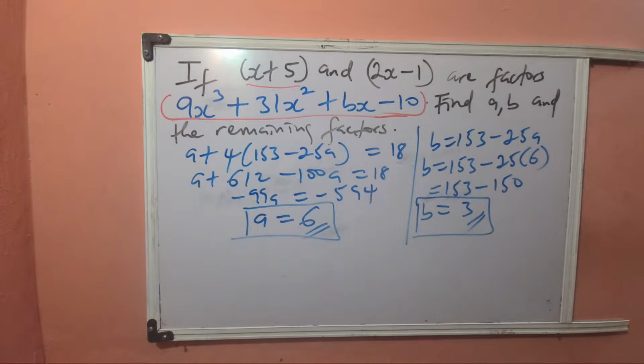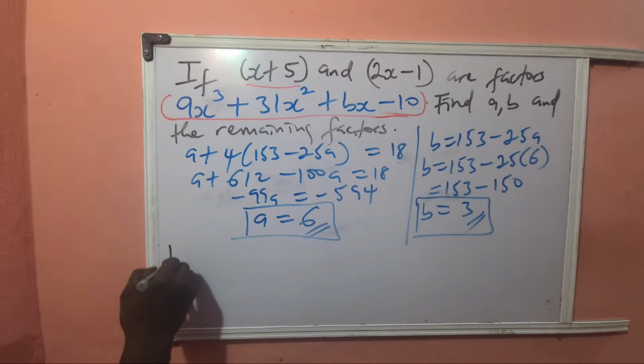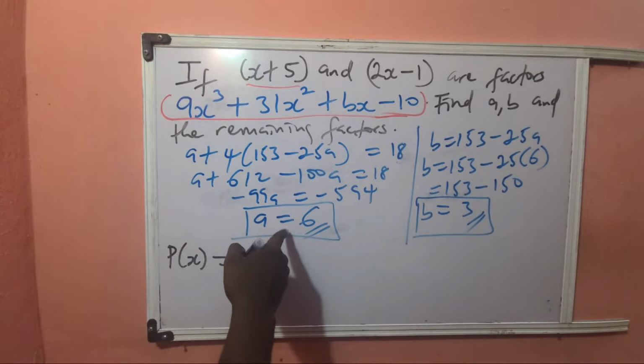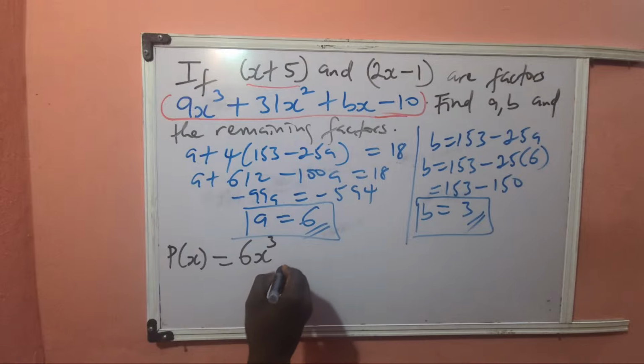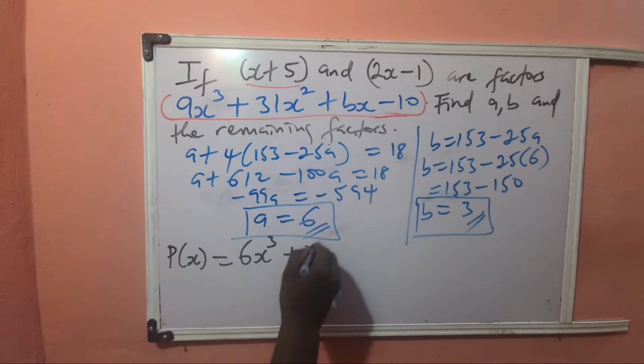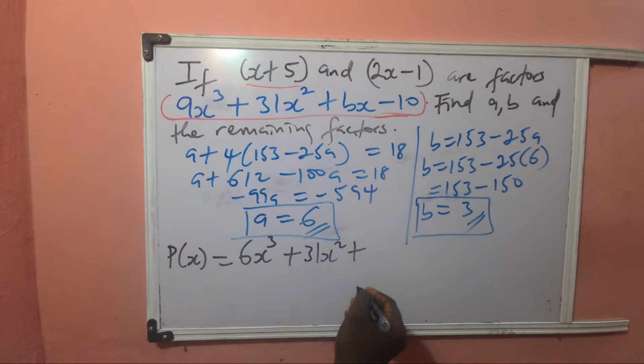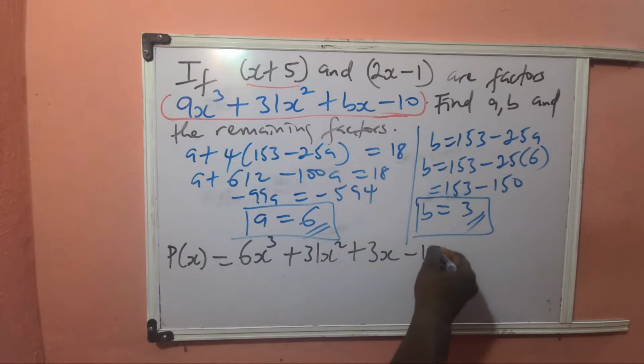So what we can have now for our polynomial, P of x, of course, instead of A, we'll be having 6, because A is 6. That will be 6x cubed plus 31x squared. That was defined there already. Then plus, now we have 6x. Sorry, B was 3. That's 3x. Then minus 10. So this is my new polynomial now, without having to use A and B.